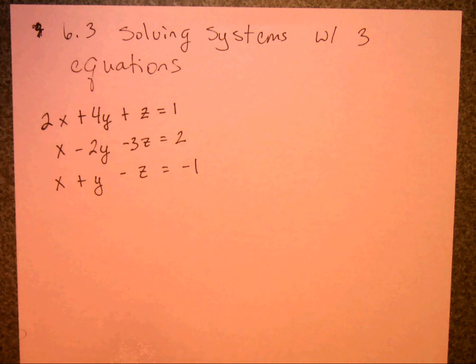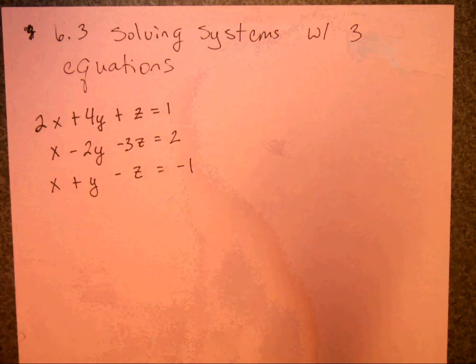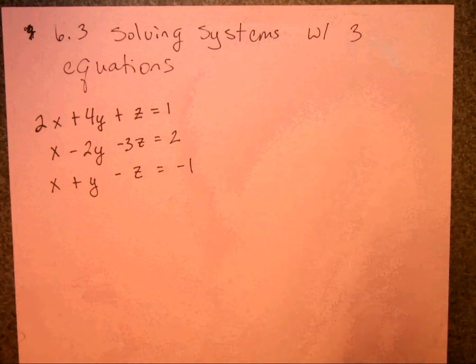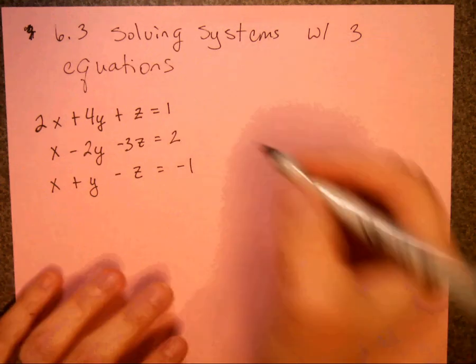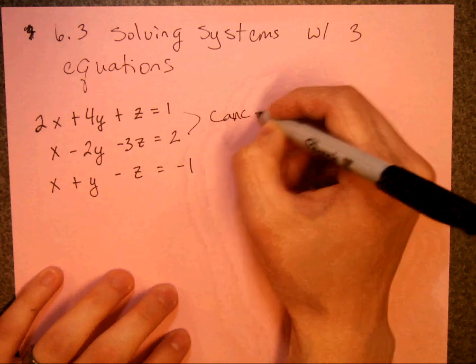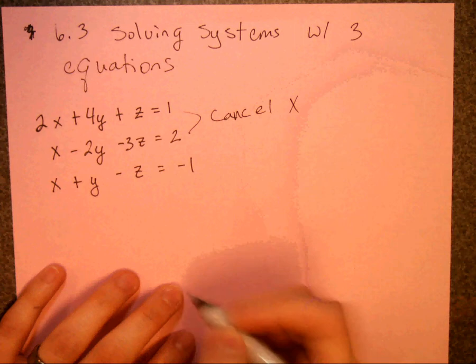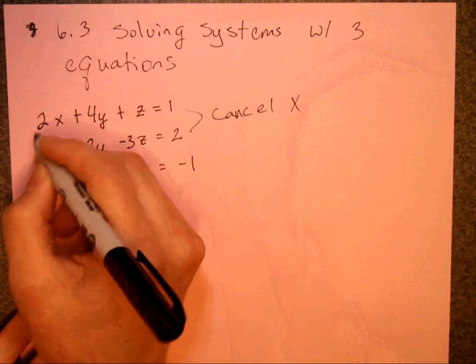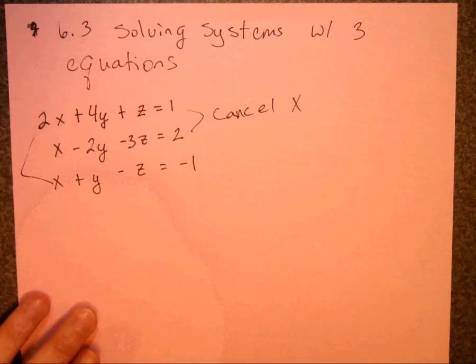So I need to combine two sets together to where my x's are going to cancel out. So I'm going to combine the first two equations together and cancel x, and then I'm going to combine the first and the last together, and again, cancel x.